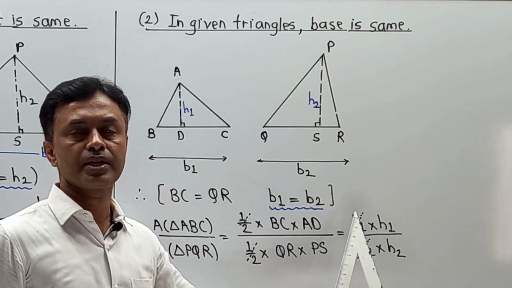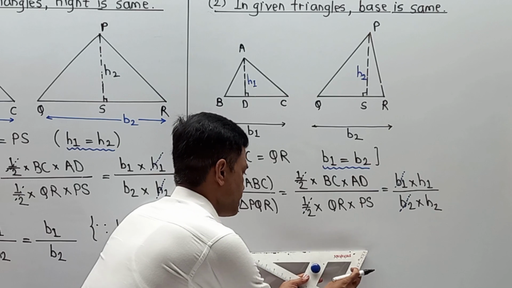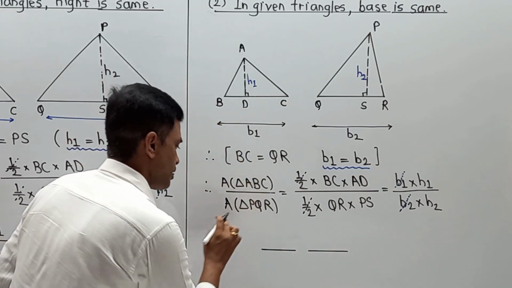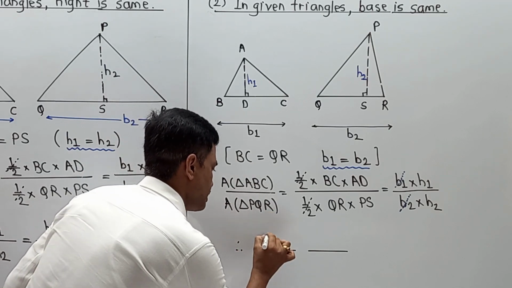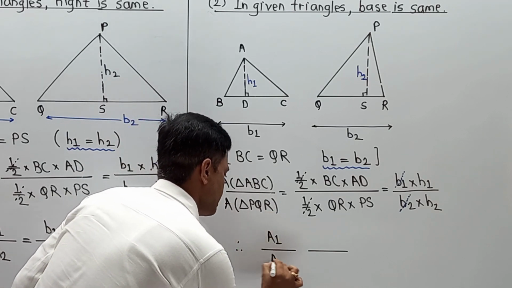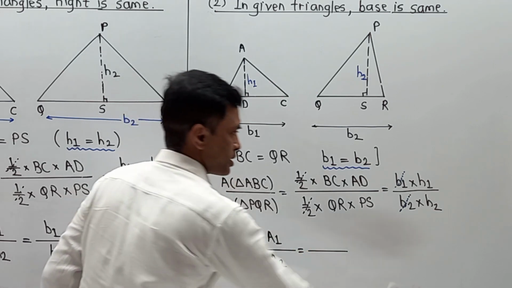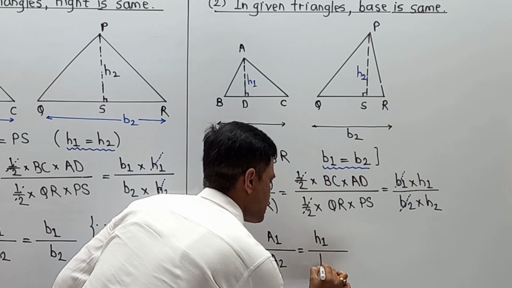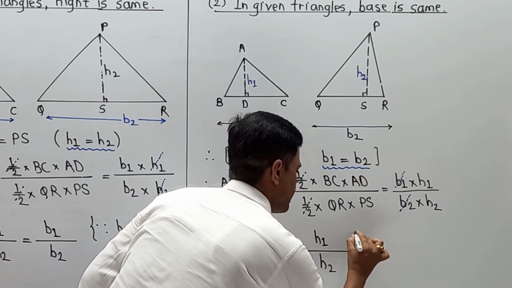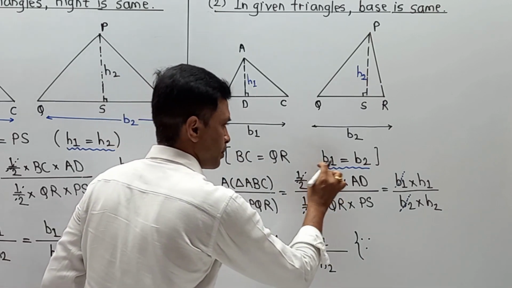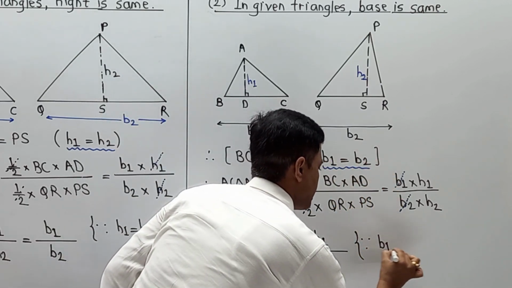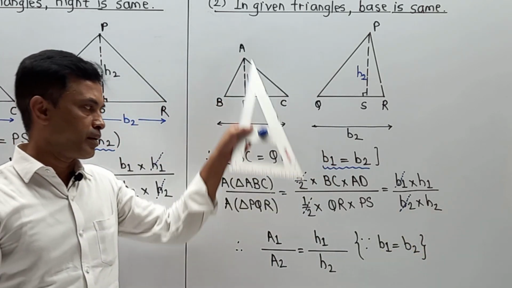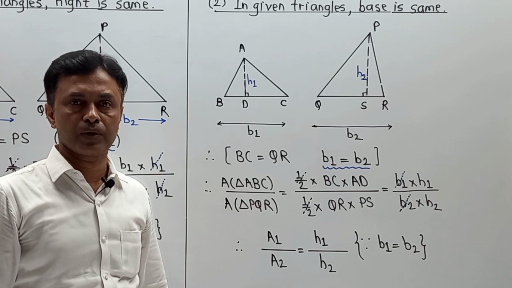when base is of same length. So writing that part over here: therefore area of first triangle divided by area of second triangle is equal to height of first triangle divided by height of second triangle, when base of first triangle is equal to base of second triangle. And in this way we can complete the second part in terms of corollary.